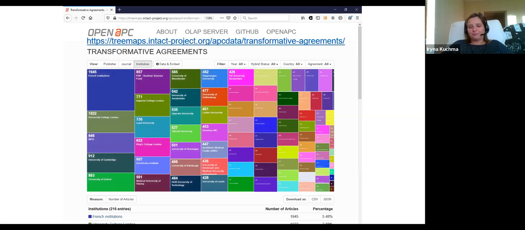So again, if we talk about current problems with open access publishing, I think article processing charges is one of the problems, but I'm glad to see that there are some ways to solve these problems.